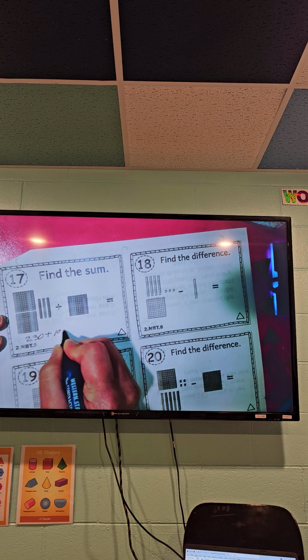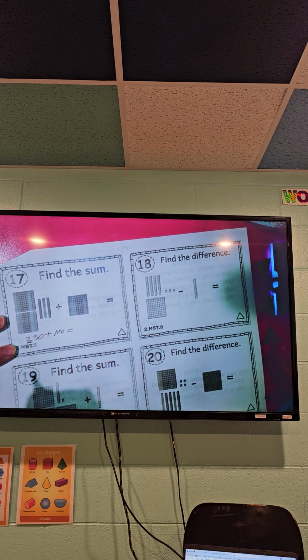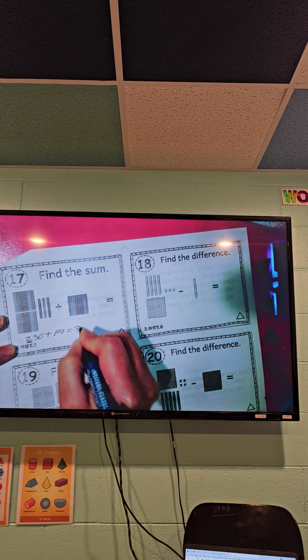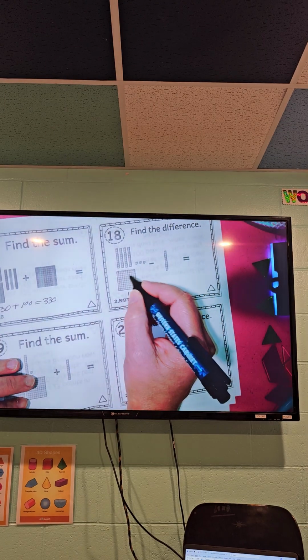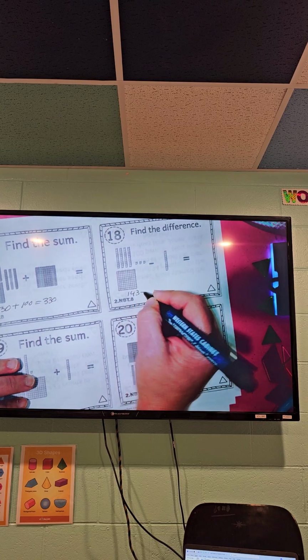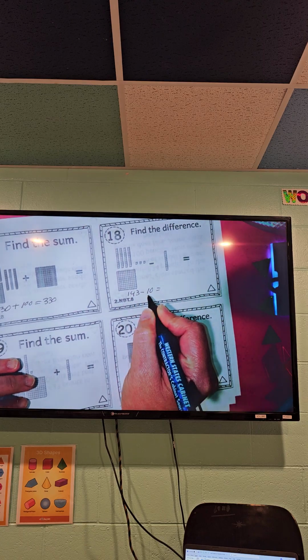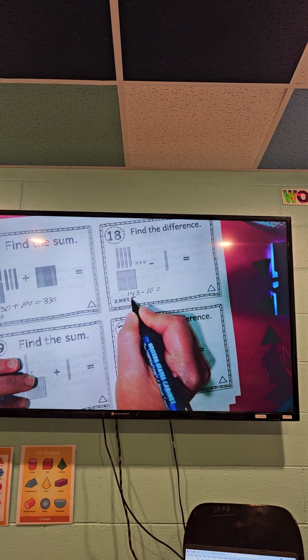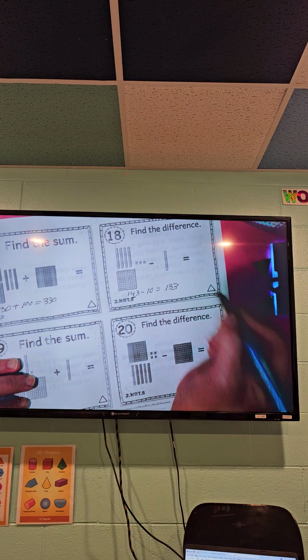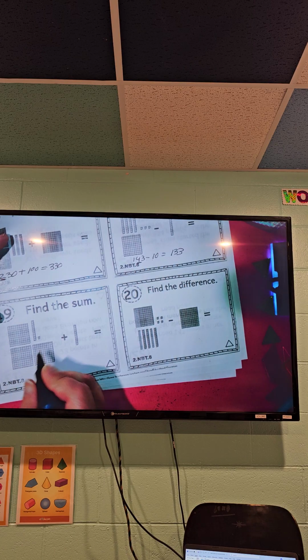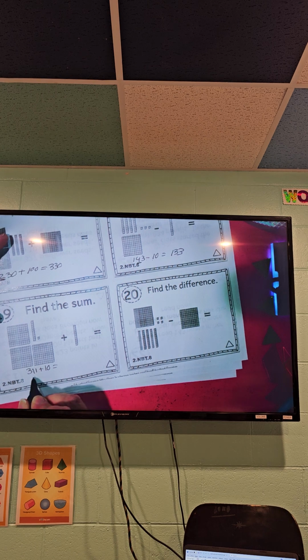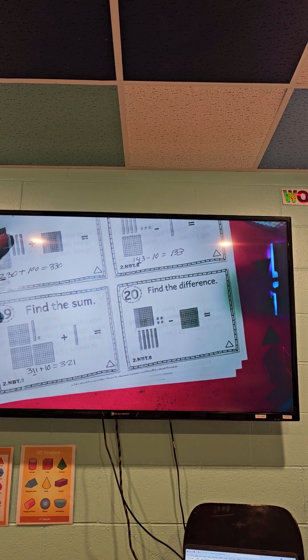230 plus 100. Underline the hundreds place. The 2 is increasing by 1. 143 minus 10. Find the tens place. The 4 is decreasing by 1. Find the sum. 311 plus 10. Underline the tens place. That 1 is increasing by 1, so you get 321.